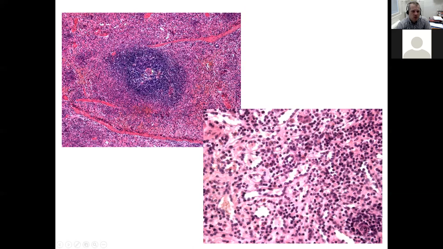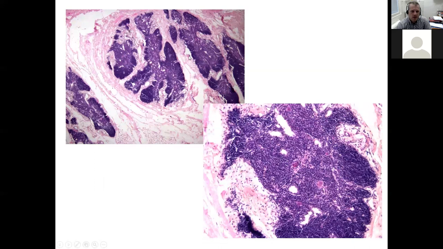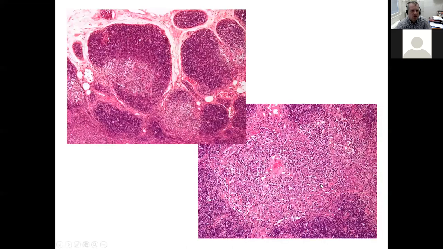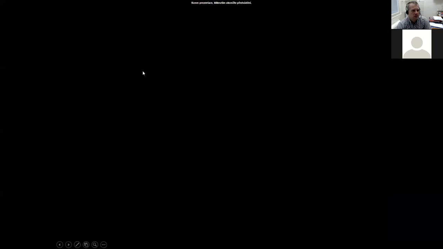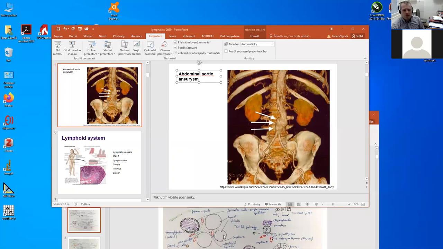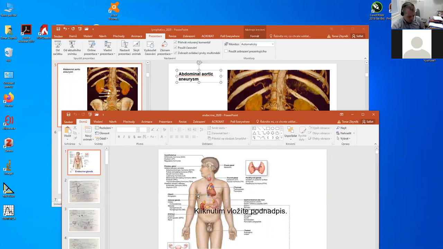This is a lymphatic nodule, but with some artery inside. So it's white pulp of the spleen. This is red pulp of the spleen. And this is thymus, like in the second decade of an individual's life. You can see the remnants of the Hassall's bodies. This is also a thymus, but from a younger individual. Do you remember the Hassall's bodies in the medulla? Dark cortex, paler medulla.